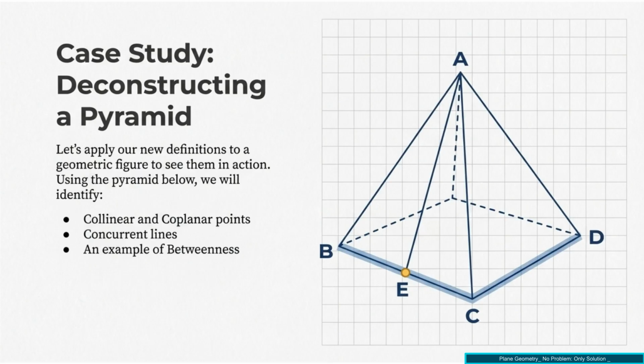We can apply our definitions to a geometric figure like this pyramid. We will identify collinear and coplanar points, concurrent lines, and an example of betweenness. Look at the figure. Can you spot them? Well, you should be.